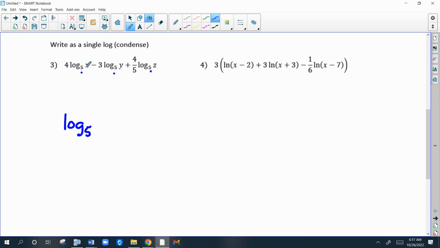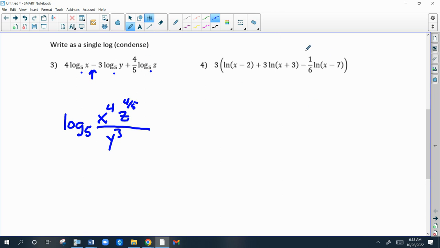This is a positive 4 in front of this log, so that will be the exponent of the x. So since it's positive, it's x to the 4th up top. We have minus 3 log base 5 of y. So this would be y to the 3rd. It takes this exponent, but it's on the bottom because of this minus. And then we have a plus log base 5 of z. So that means the z is going to go up top, and it's going to take this exponent, 4/5. And we're done. Simple as that. So you can see we created one single log out of a sum and difference.